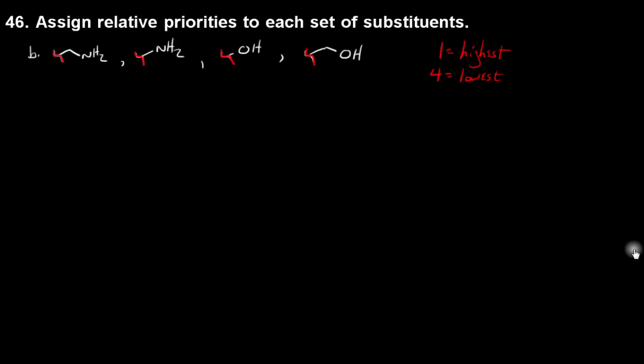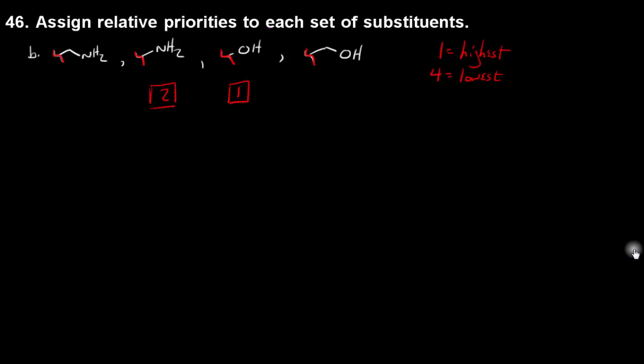The highest priority is going to go to the atom with the highest atomic number. So obviously, nitrogen and oxygen both have a higher atomic number than carbon. Between nitrogen and oxygen, though, oxygen is going to have a higher atomic number. So this guy is going to be the highest priority. And so then that means that nitrogen is going to have the next highest priority.